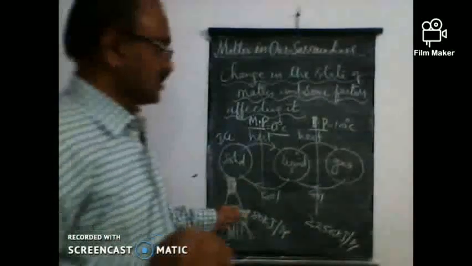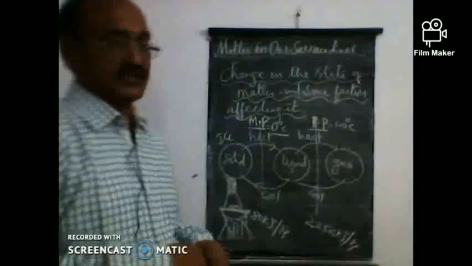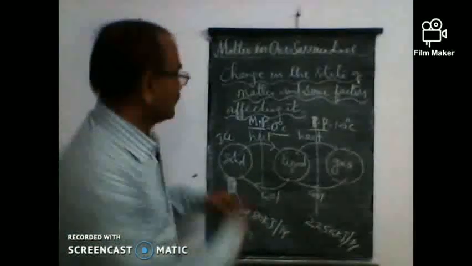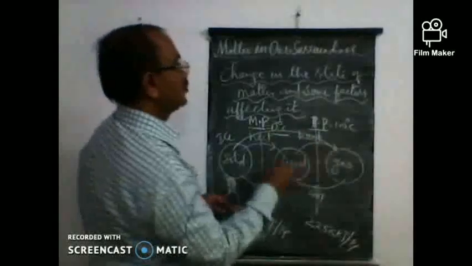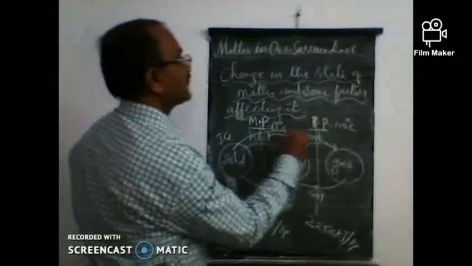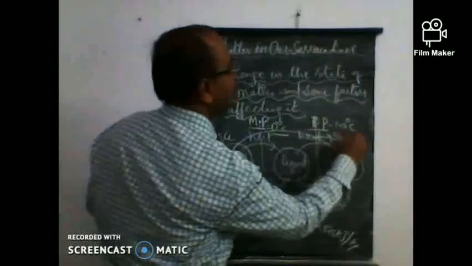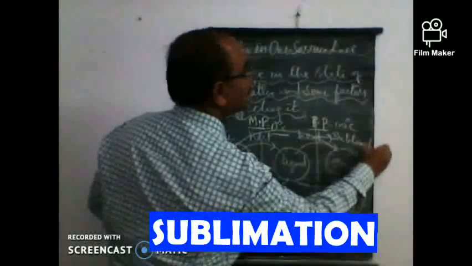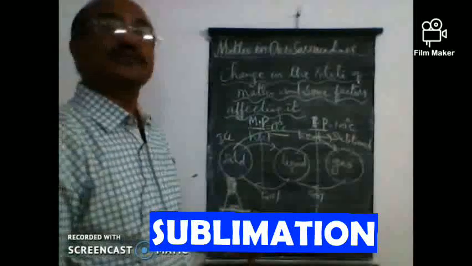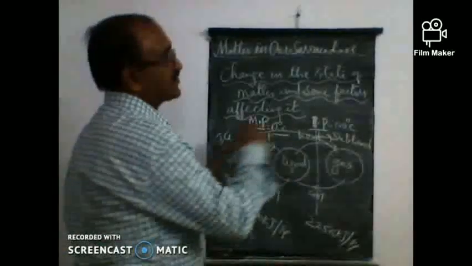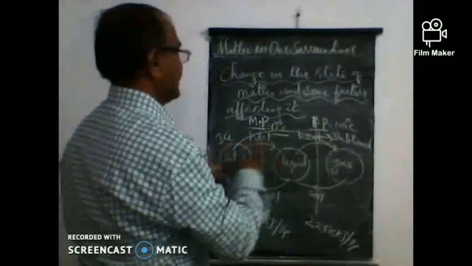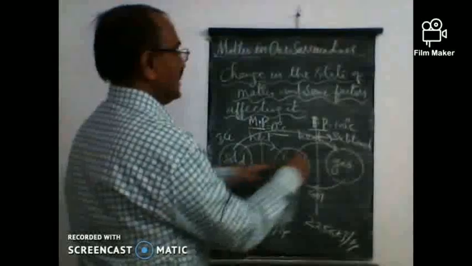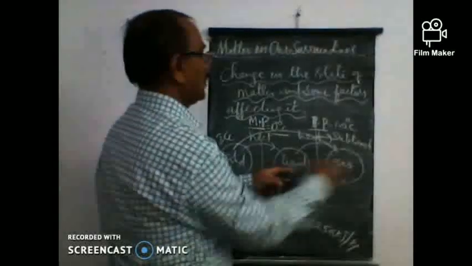You can also use ammonium chloride instead of camphor, children, for this activity. So it is possible for a solid to change to gas directly, and that process we call sublimation. What is that called, children? Sublimation. Now, we have seen the onward process, solid to liquid, liquid to gas. That is melting or fusion, and that is boiling or vaporization. That is sublimation. Okay, good.